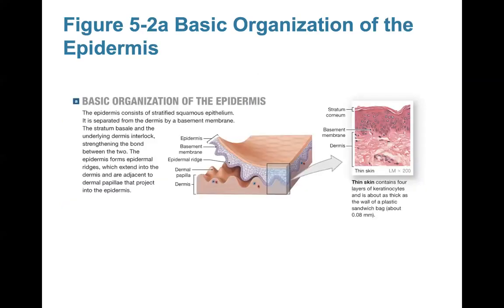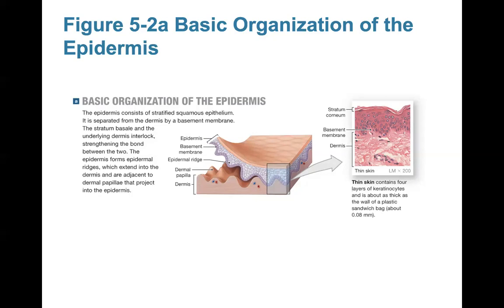So when we look at the basic organization, the epidermis is going to consist of stratified squamous epithelium. It is going to be separated by the basement membrane. The stratum basale and the underlying dermis are going to interlock, strengthening the bond between the two layers. This interlocking is almost like those mattress pad egg crate shells. Here you can sort of see how they interweave with each other.